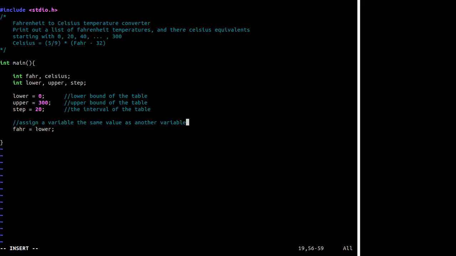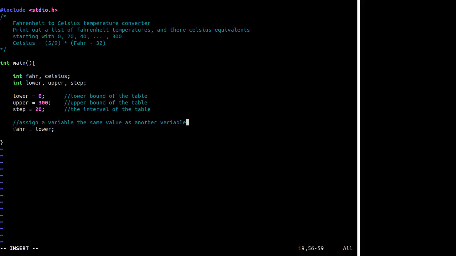So when I say far equals lower, the computer evaluates everything on the right of the equal sign first. It looks at this lower and says, what is lower? And it looks and says lower is equal to 0. So we're assigning 0 to far. Now far and lower are not the same thing. They both have an equal value. We're actually copying the value of lower and putting it into far.